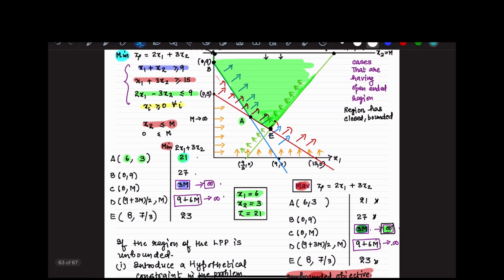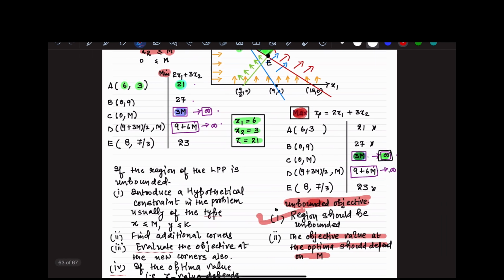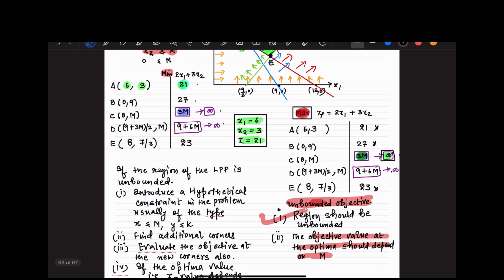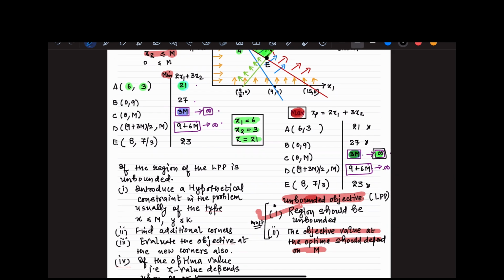इस मैक्स वाले केस में क्या हुआ, रीजन भी अनबाउंडेड था और LPP भी अनबाउंडेड हो गई. तो अनबाउंडेड ऑब्जेक्टिव यानी कि अनबाउंडेड LPP के लिए ये दोनों कंडीशंस का होल्ड होना मस्ट है, ये दोनों का होल्ड होना जरूरी है. रीजन अनबाउंडेड हो जाए उससे मतलब नहीं है, उसके बाद अगर LPP का ऑब्जेक्टिव भी अनबाउंडेड आ रहा है तब हम बोलते हैं LPP इज अनबाउंडेड.